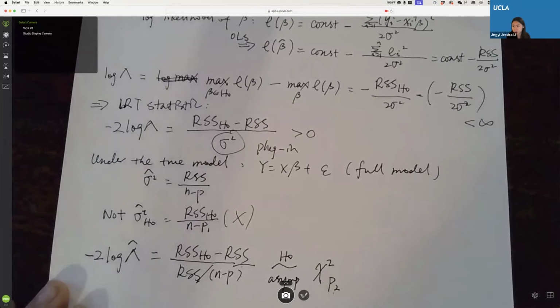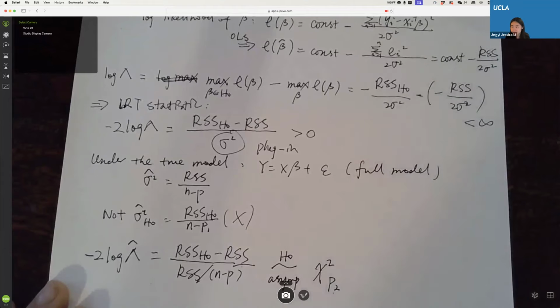Okay, so that's all for today. We have the time up, but next time we will talk about a third approach besides the Wald test and likelihood ratio test, the so-called ANOVA. ANOVA is more general than the Wald test, but it is still under the linear model setting.